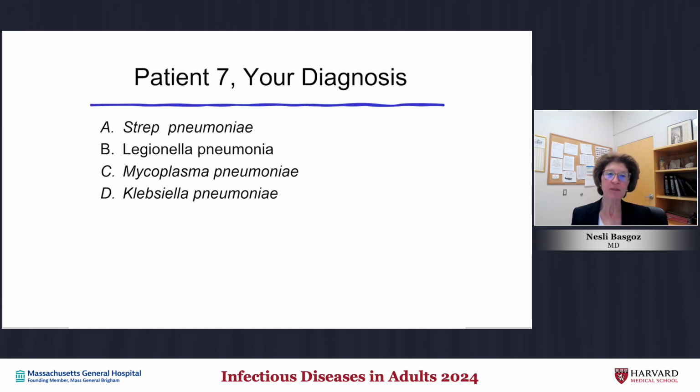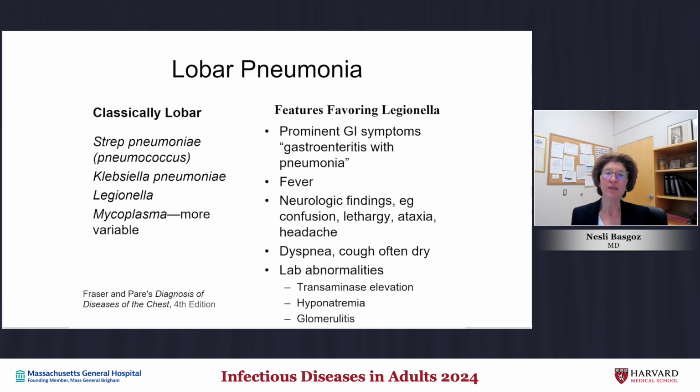Is it pneumococcus? Is it Legionella, Mycoplasma, or Klebsiella? Well, it turns out that all of these can cause lobar pneumonia, although not solely lobar pattern. But there are many features here favoring Legionella, so-called gastroenteritis with pneumonia, neurologic findings, and the lab abnormalities our patient had.